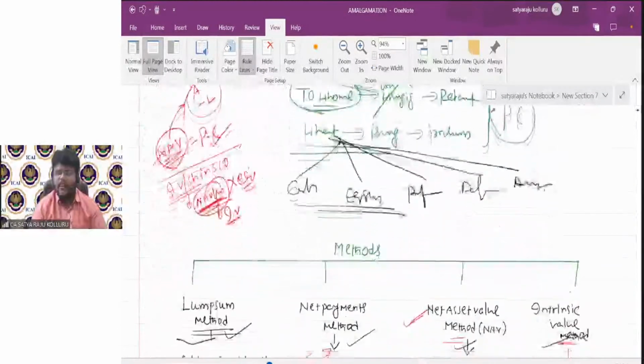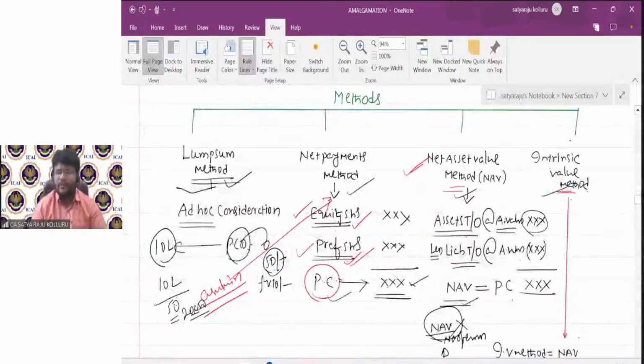Different methods of calculation of PC we've also seen: lump sum method, net payments method, net asset value method, and intrinsic value method. In case of lump sum method, a fixed amount is decided by the purchasing company. In case of net payments method, the amount payable to equity shareholders of the selling company and the amount payable to preference shareholders of the selling company, put together, we will get PC.